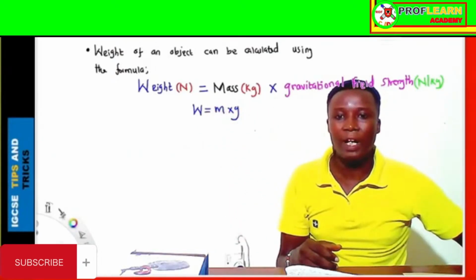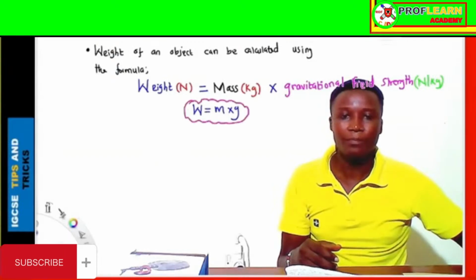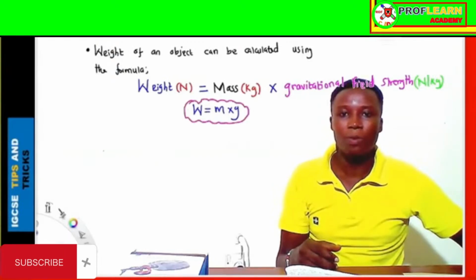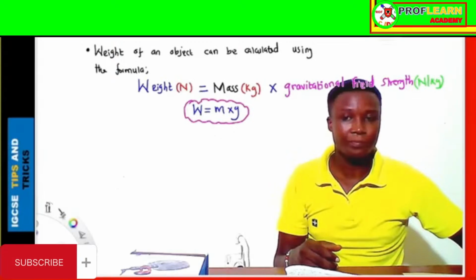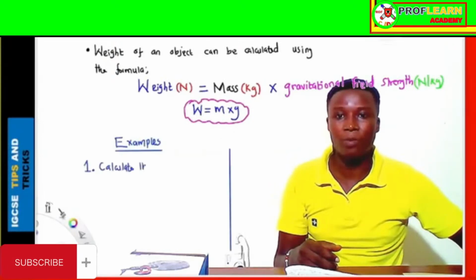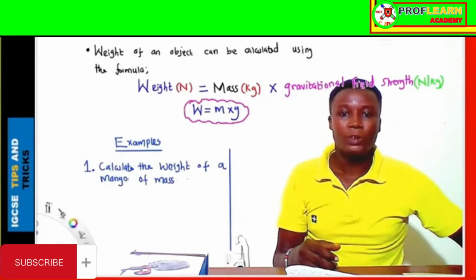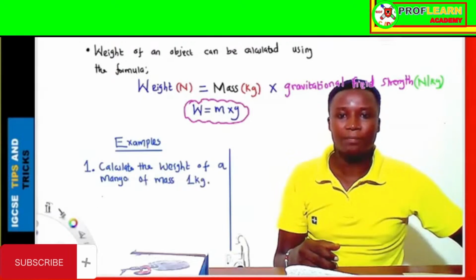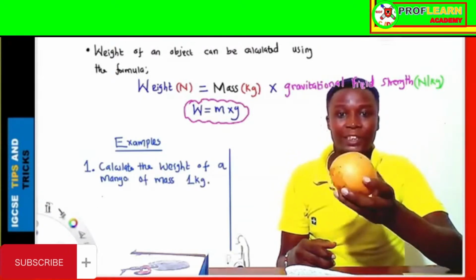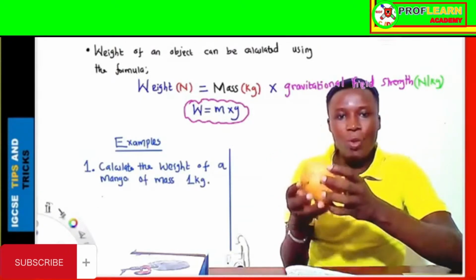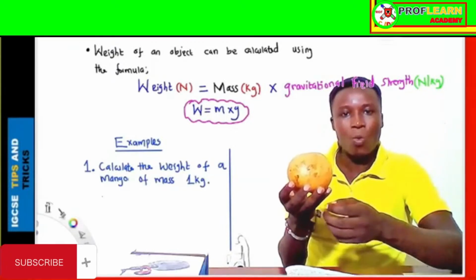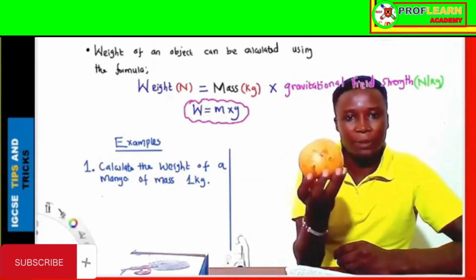We are going to have an example here. Example 1: we are supposed to calculate the weight of a mango whose mass is 1 kg. We have this mango of mass 1 kg. What is the weight of this mango? What gravitational pull does it experience?